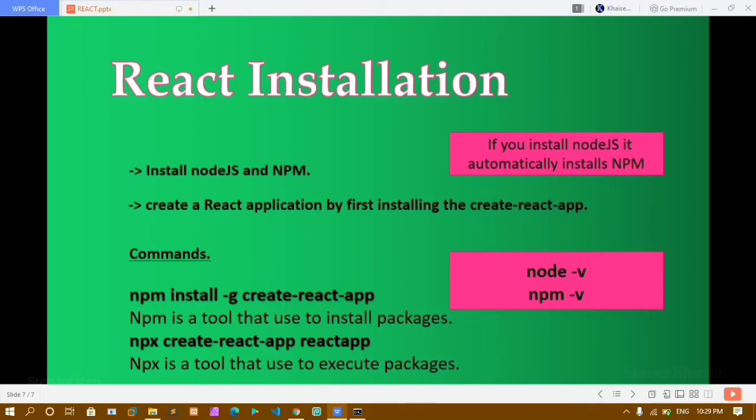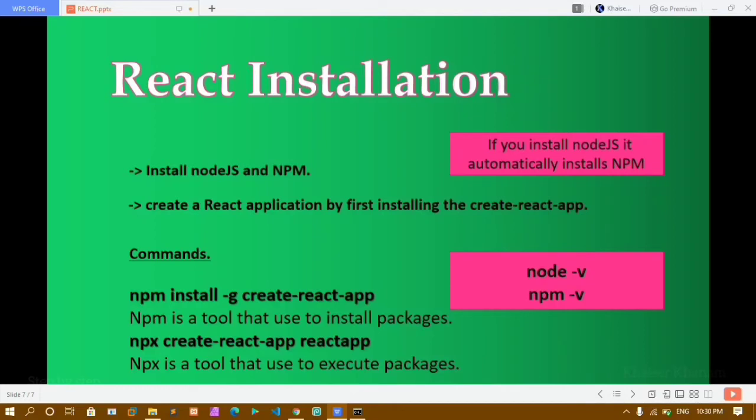Now these are the two commands. npm install -g, where g stands for global. If you want to install create React app globally, you use this command. npm is the tool used to install packages. But whenever you want to create a new React app, you can use the command npx create-react-app and your React app name. npx is a tool used to execute packages, and npm is used to install packages. You can use either one and install React app in your system.